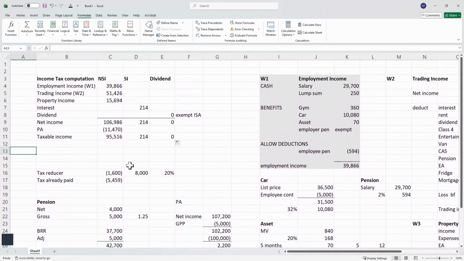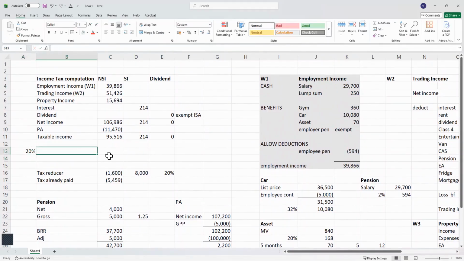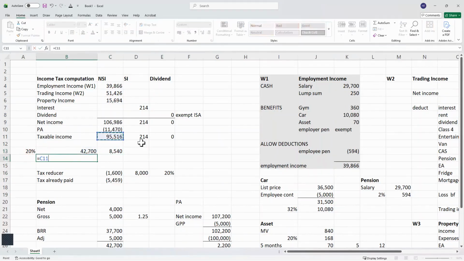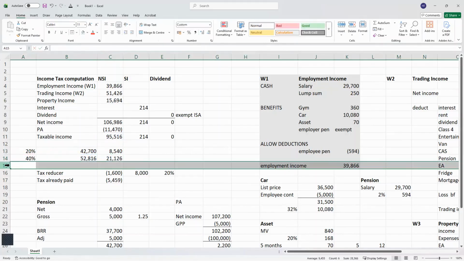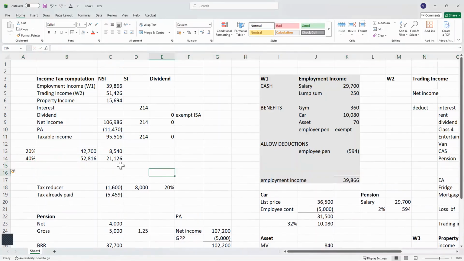contribution. So the first band that we're going to tax is the basic rate band, which we know is 20%, and that band is going to be 42,700 that we just calculated. So 42,700 of Harvey's non-savings income will be taxed at 20%, and then the rest of it, so the 95,516 minus the 42,700, will be taxed in the higher rate band at 40%. So if we multiply these amounts through, that then has calculated Harvey's income tax on his non-savings income.